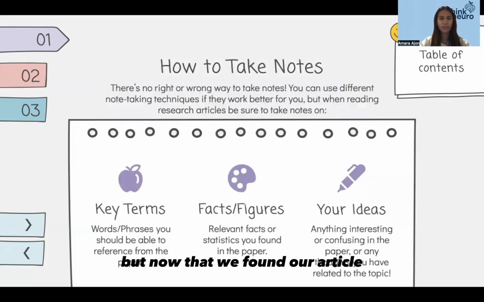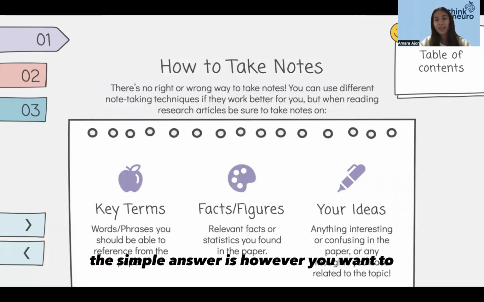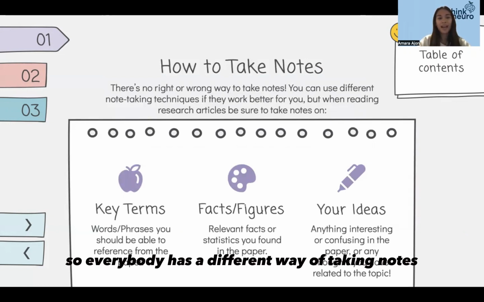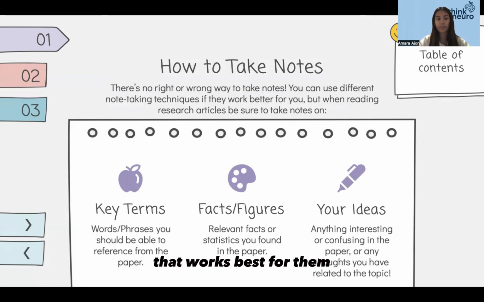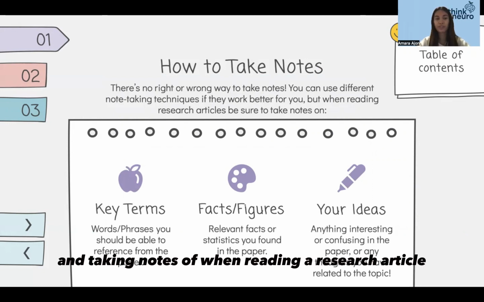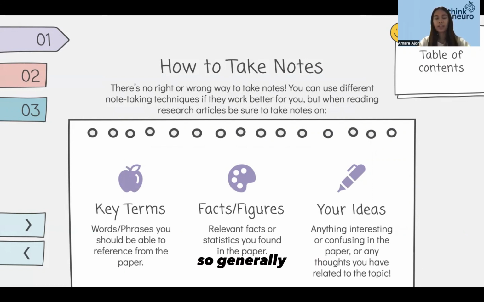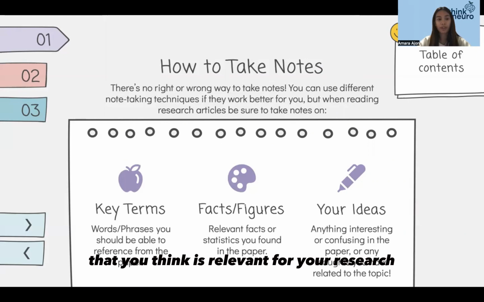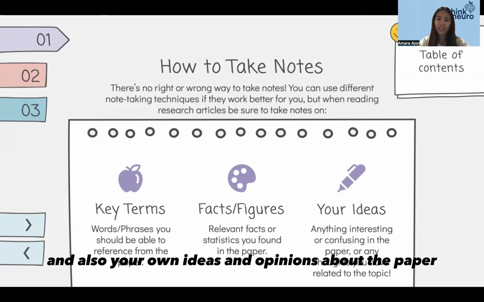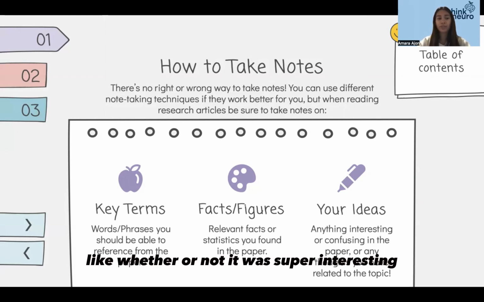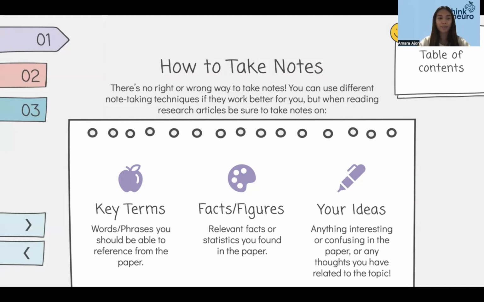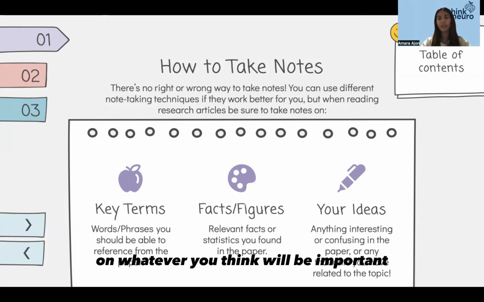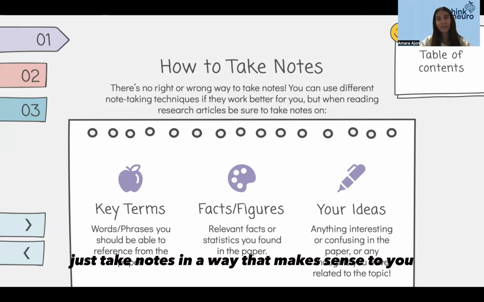But now that we found our article, how do we take notes on it? The simple answer is however you want to. So everybody has a different way of taking notes that works best for them. However, we do want to emphasize what you should be paying attention to and taking notes of when reading a research article. So generally what you want to be keeping track of is any information that you think is relevant for your research. This includes any key terms, facts and figures, and also your own ideas and opinions about the paper, like whether or not it was super interesting or kind of confusing at times. In general, try to take notes on whatever you think will be important. And remember, just take notes in a way that makes sense to you.